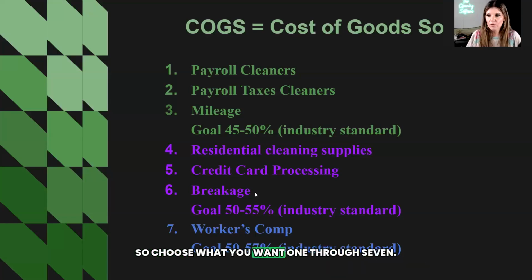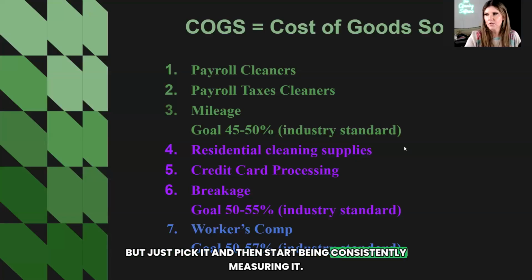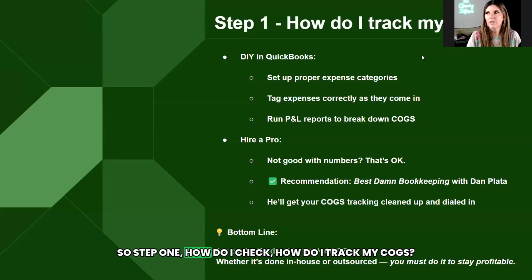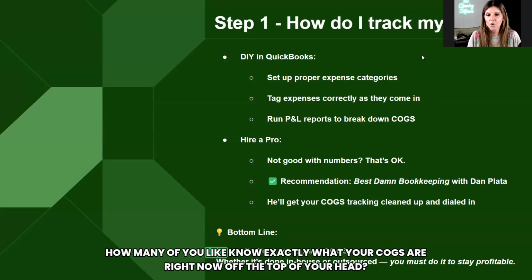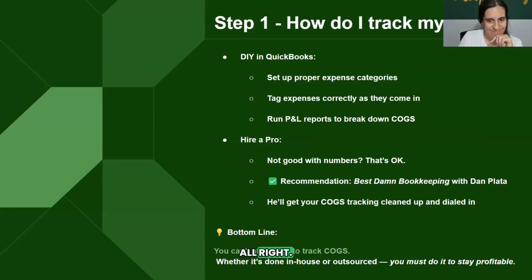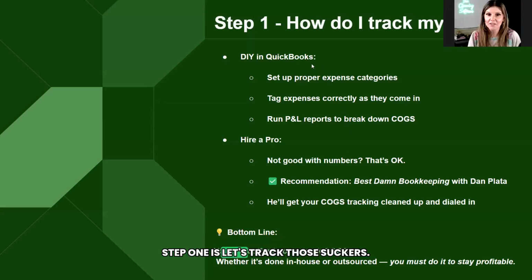Choose what you want, 1 through 7, but just pick it and then start consistently measuring it. So step one, how do I track my COGS? How many of you know exactly what your COGS are right now off the top of your head? Got the raise in the hands? All right. So if you don't, step one is let's track those suckers.